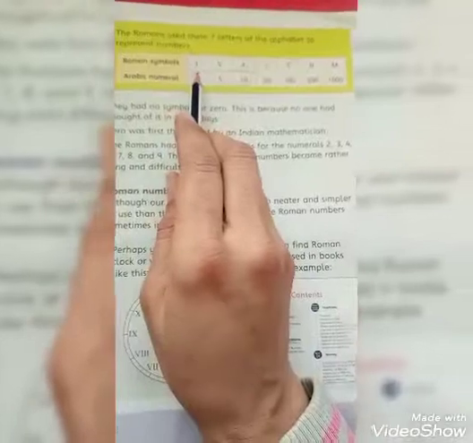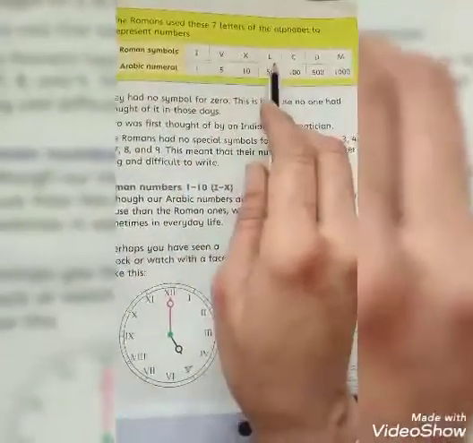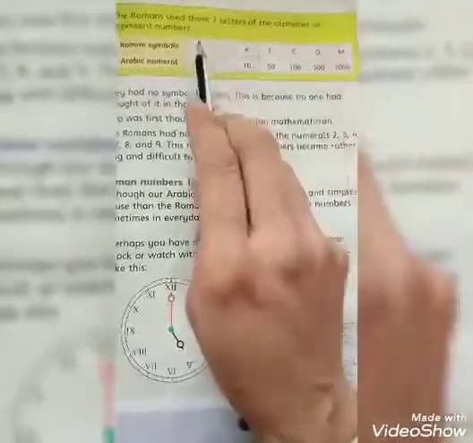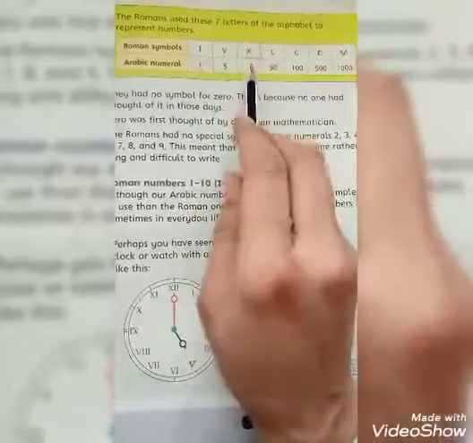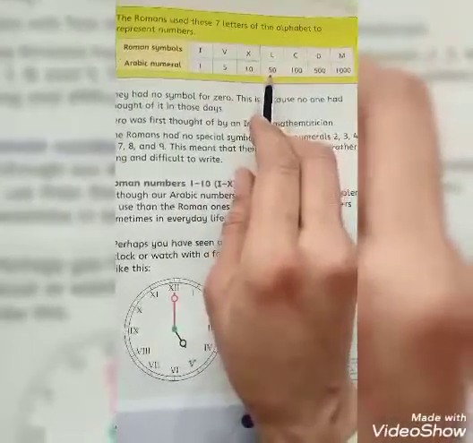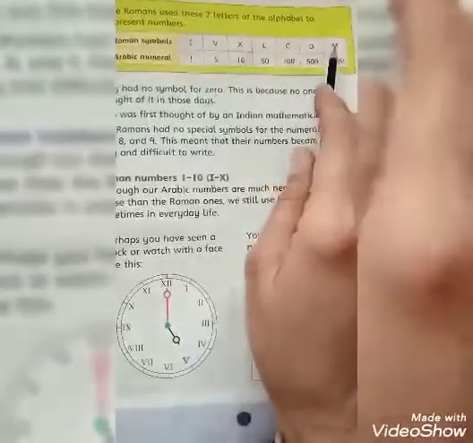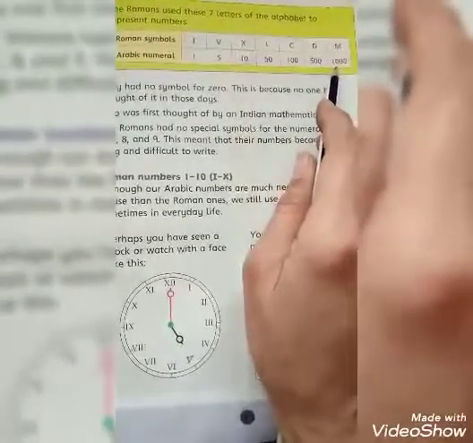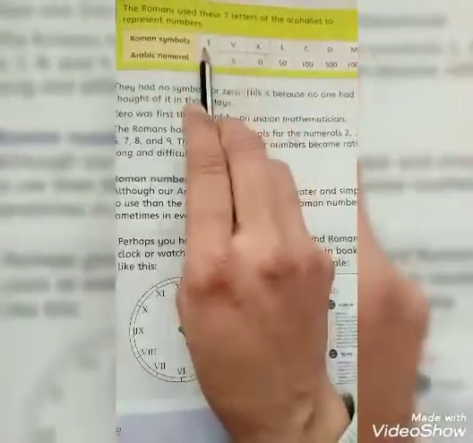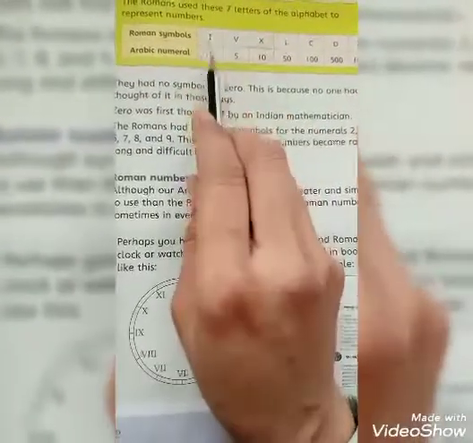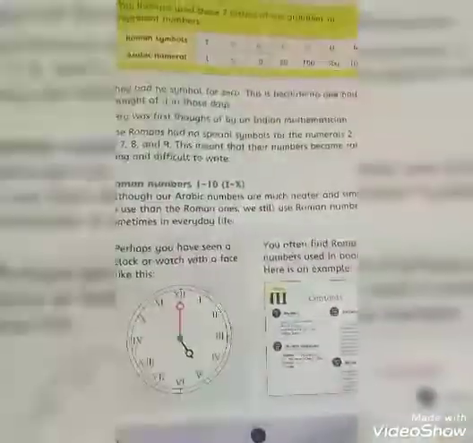The Romans used the 7 alphabets like I, V, X, L, C, D and M. I stands for 1, V stands for 5, X stands for 10, L stands for 50, C stands for 100, D stands for 500 and M stands for 1000. In this class you have to deal with these 3 alphabets I, V and X. I stands for 1, V stands for 5 and X stands for 10.